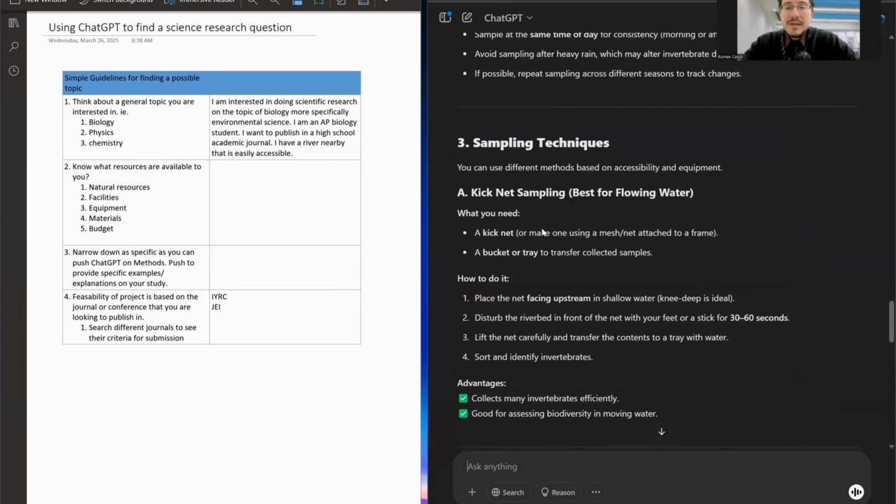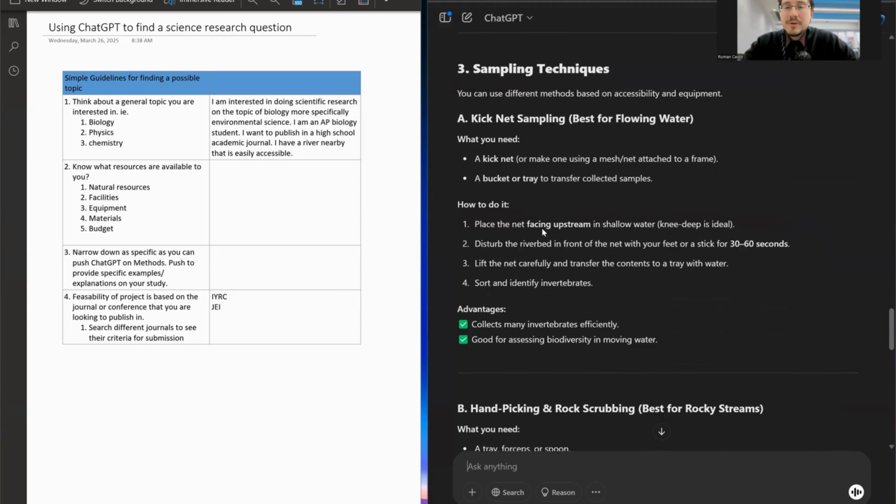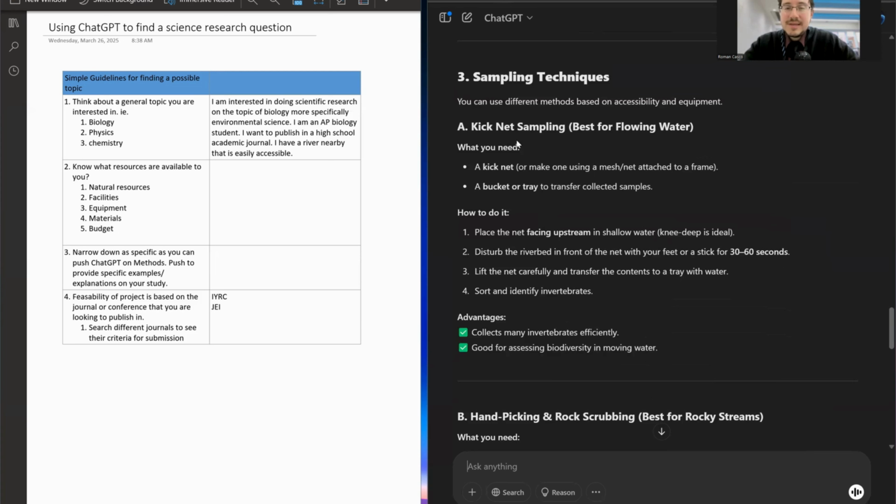Okay. Sampling techniques. One of the most common ones is kick net sampling, right? You basically get any butterfly net. You don't have to have any formal kick net, right? But just a net, a butterfly net, and then a bucket or a tray that you can transfer the samples from the water into.